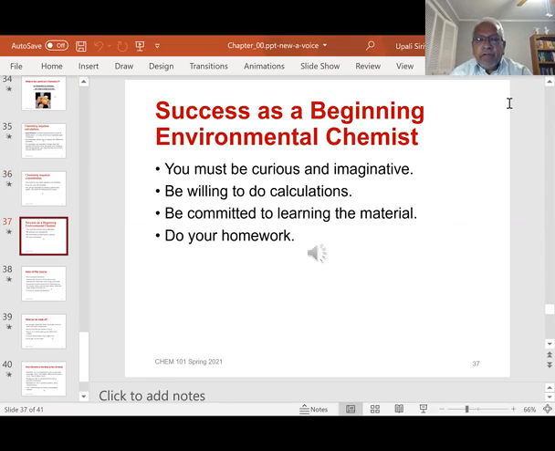So we deal with environmental chemistry in this course. To be successful as an environmental chemist, you must be curious and imaginative, willing to do calculations. When you see a problem in the environment, you have to find out exactly what is in the pollutants and measure and calculate. And you have to be committed to learning. And before you do any calculation, do your homework.